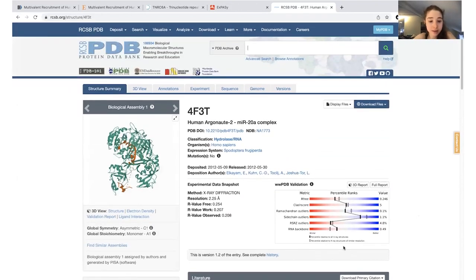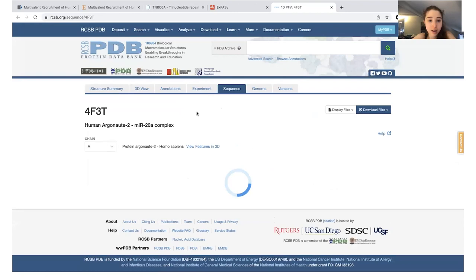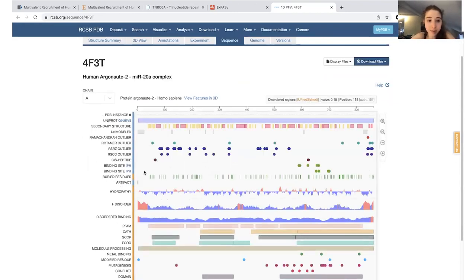But you can see that if you go to the sequence, there are regions of the protein that are unmodeled. These unmodeled regions correspond to regions where there's no predicted secondary structure. Basically, in crystallography the X-rays are getting diffracted, and if you have a region that is loosey-goosey, it's going to cancel out. That's the easiest way to think about it.